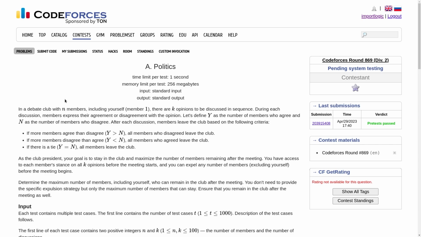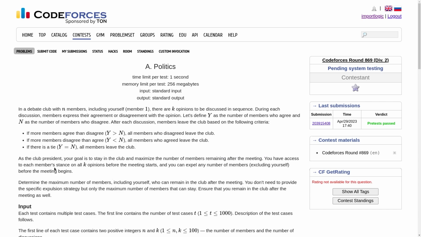So the first problem is Politics, and basically there is some information that has been given to us: there will be n members and k opinions. What we have to do is, during each discussion, if more members agree than disagree, all the members who disagree have to leave the club. For each opinion, anybody can agree or disagree. If more members disagree than agree, all the members who agreed leave the club. If there is a tie, all the members leave the club. Now, what we have to do is maximize the number of members remaining after the meeting. So this is our goal.